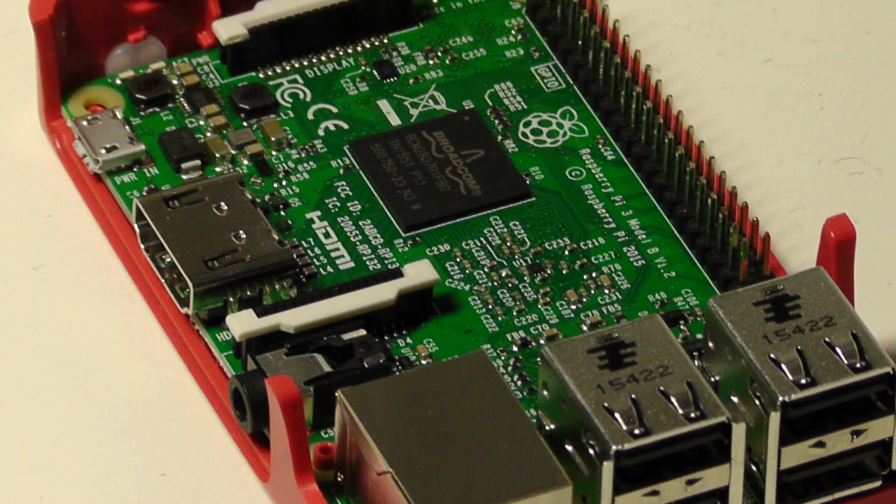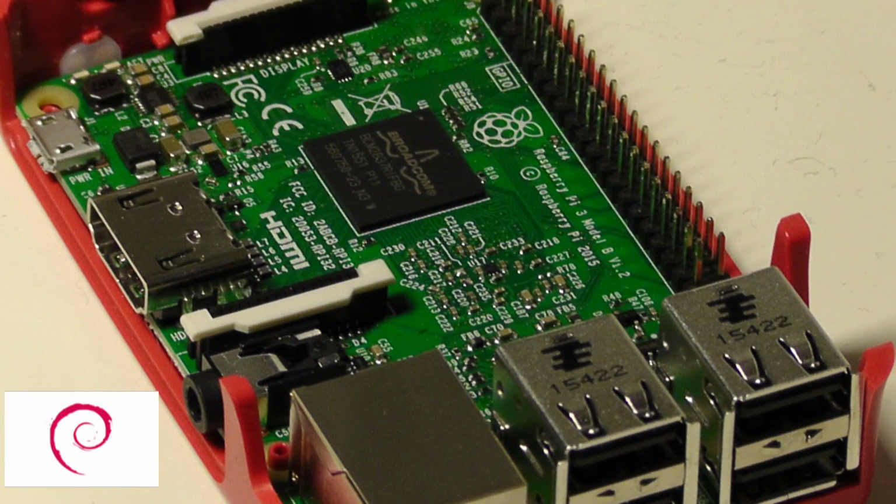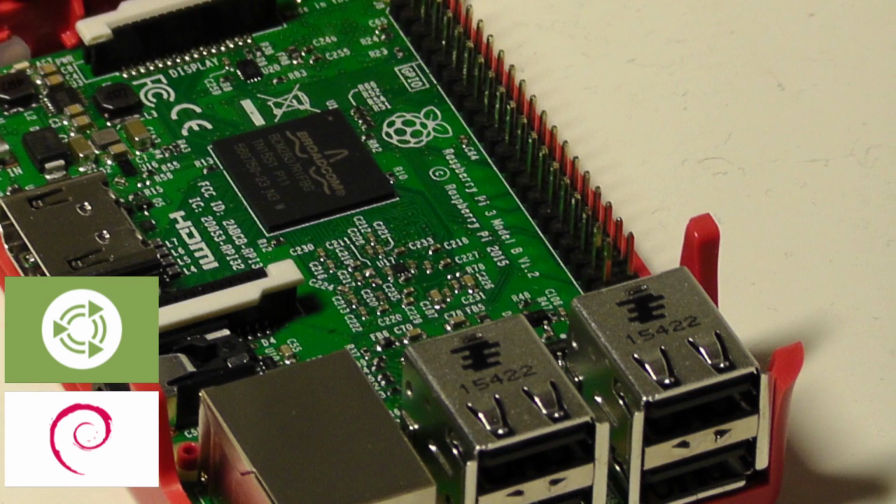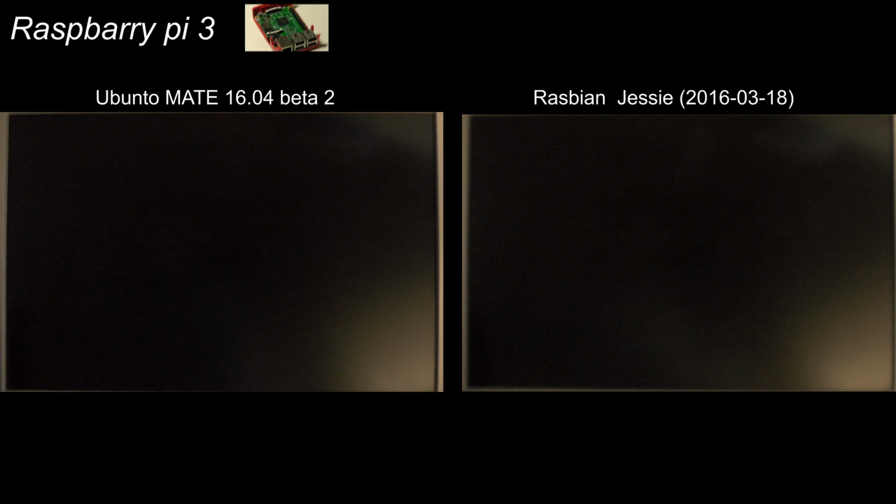In this episode, I will compare the latest Raspbian with Ubuntu MATE when run on a Raspberry Pi 3. What we have here is a test setup with a Raspberry Pi 3, running on the left screen Ubuntu MATE, and on the right screen the latest Raspbian OS.